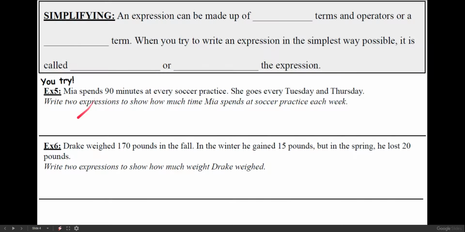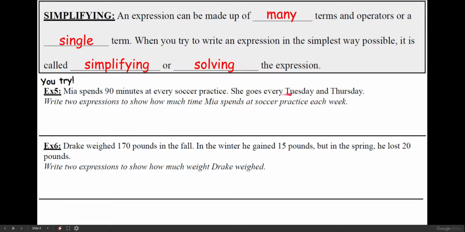So hopefully that makes sense. Simplifying. An expression can be made up of many terms and operators or a single term. And we did that in the previous examples. We had an expanded expression, and we also had a simplified expression with a single number. So when you try to write an expression in the simplest way possible, it is called simplifying or solving the expression.